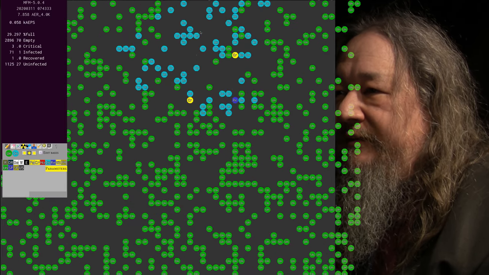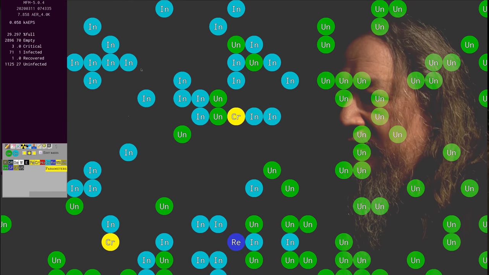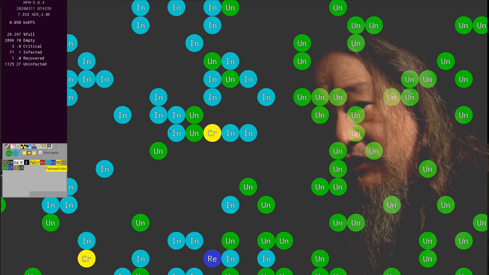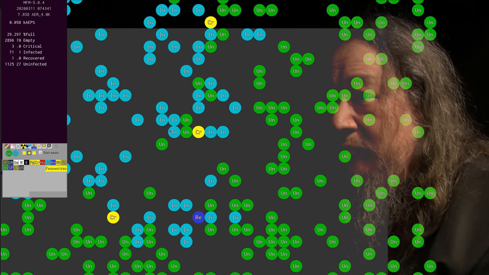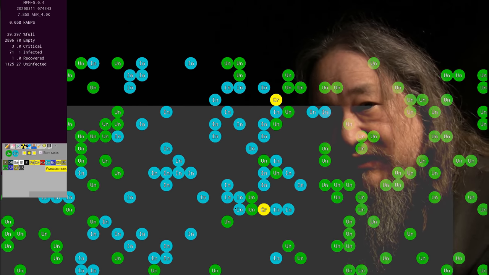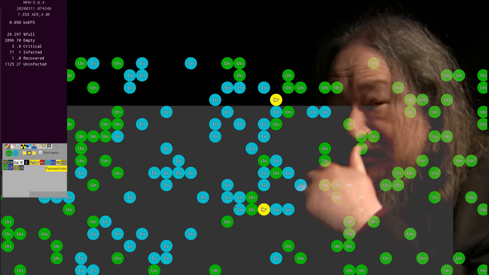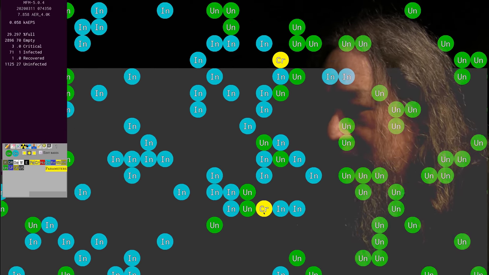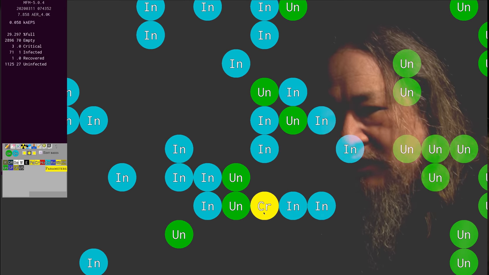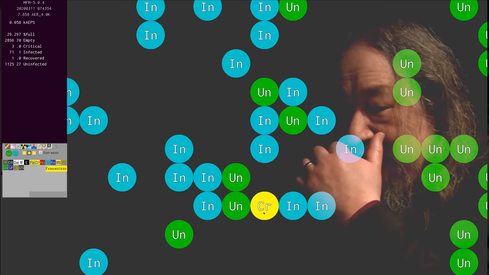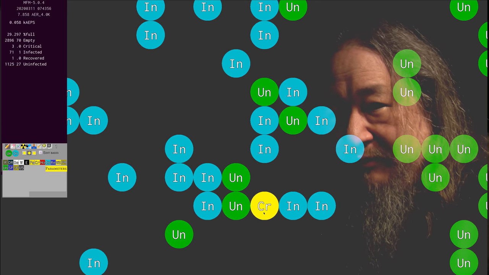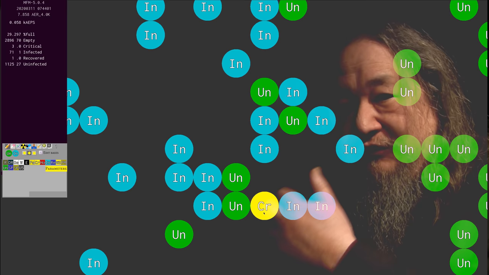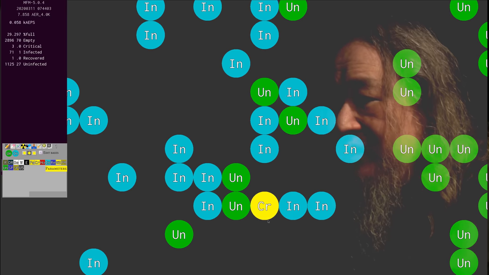Actually, why don't we zoom in? So these UN are uninfected guys, the IN are infected guys. So we already have a whole bunch of infections. This thing is spreading pretty rapidly because that's what we're saying happens in the default case if we don't try a little harder. This yellow one here is CR. He's a critical one, so he's actually close to dying. He infects other people. If he can get to a hospital and stay next to a hospital long enough to get cured, he can recover.